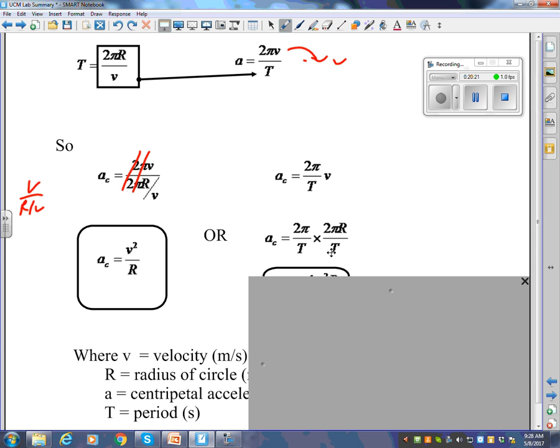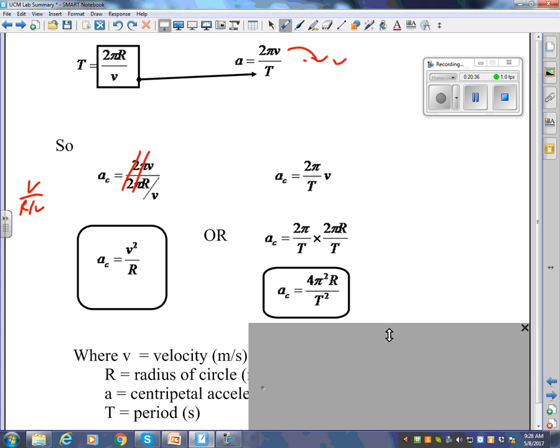And how do you multiply fractions? Straight across. So 2 pi times 2 pi r is going to be 4 pi squared r all over T squared. Notice that those are in boxes. You need those ones. These are the two that you need.